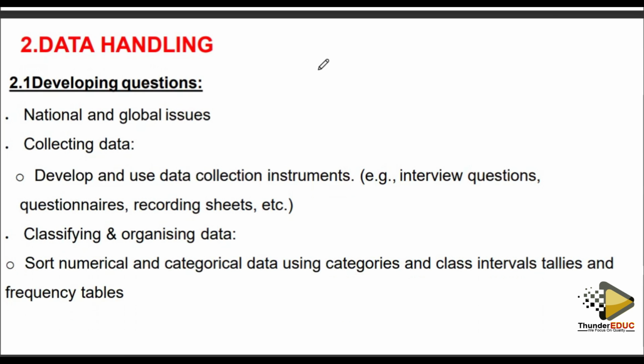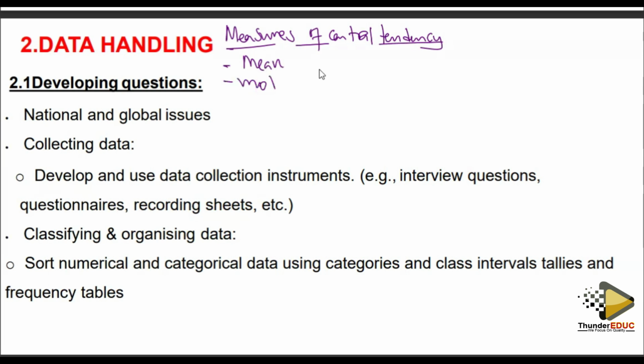All right, part 2 of paper 2 is what we call data handling. When you look at data handling, I expect you to remember what we call the measures of central tendency. That's what is tricky there. Measures of central tendency are 3 of them: we have mean, mode, and median. That's the measures of central tendency.